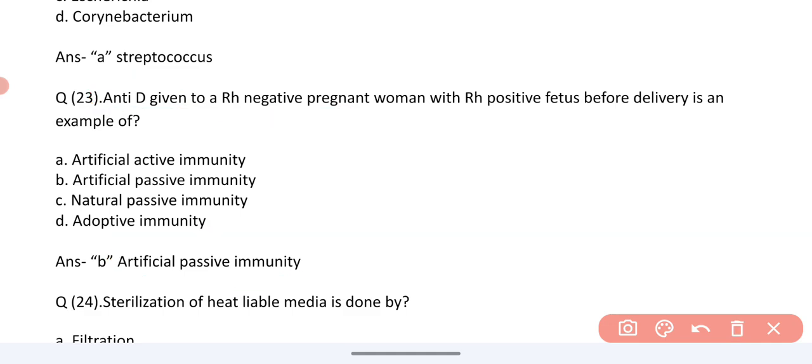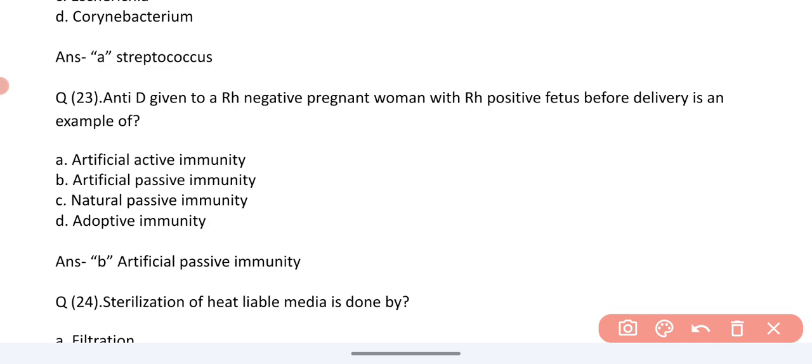What about the other 2 options? Natural passive immunity. The best example is antibody which is transferred from the mother to the baby through the breastfeeding or through the placenta. That is called as what? Natural passive immunity. Naturally the baby is getting the immunity.